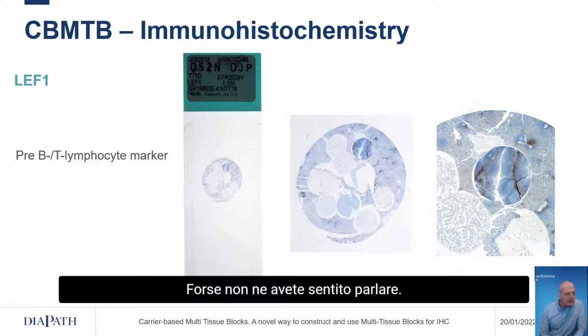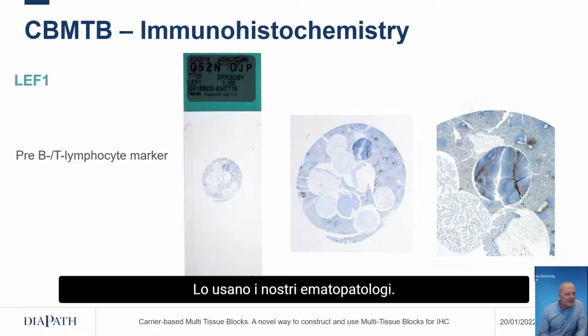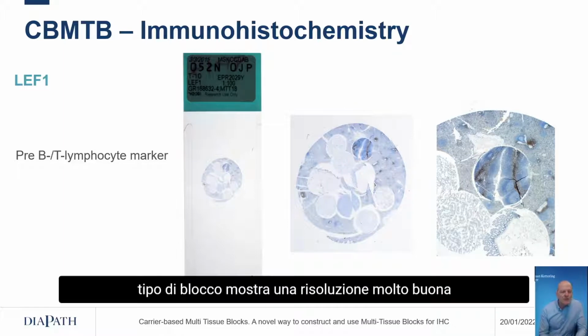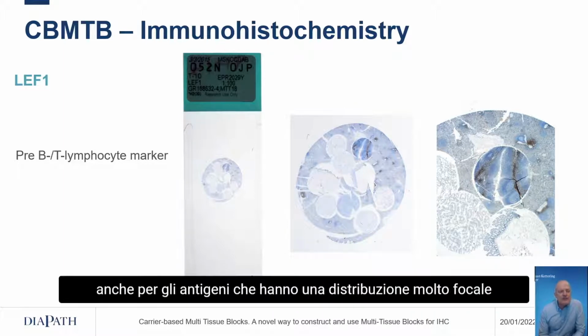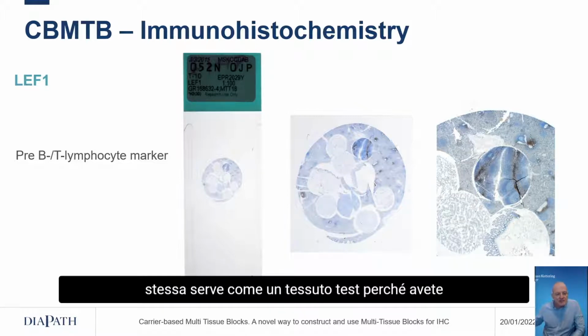And here's another one, left one. You may not have heard of it. Our hematopathologists use it. It's a B and T lymphocyte marker, and it should just highlight that the same type of block shows a very good resolution, even for antigens that have a very focal distribution, like in this population of lymphocytes. And you see this is the tonsil, and you can also see that the spleen itself serves as a tissue because you have an assemblage of immunopositive cells here. So this is the real big advantage of this.